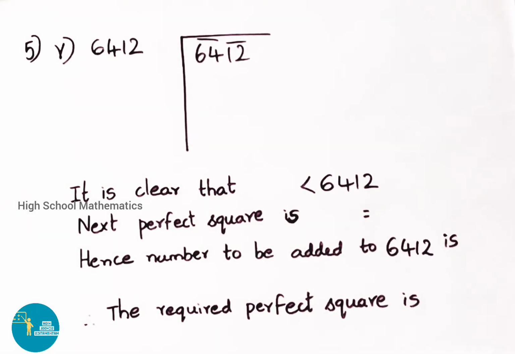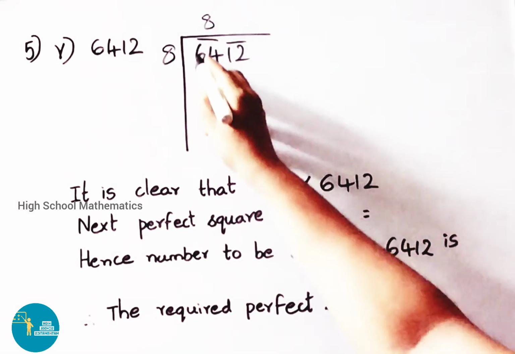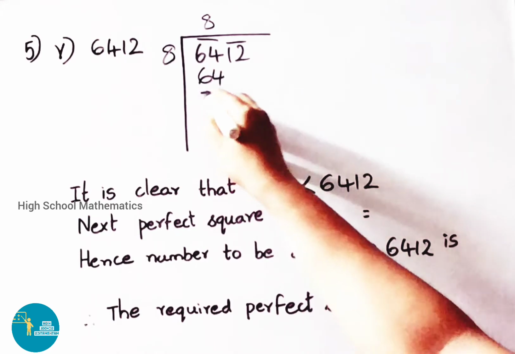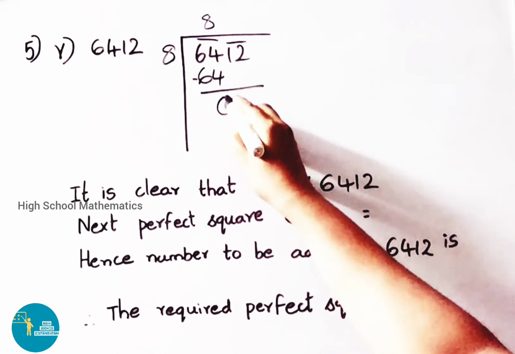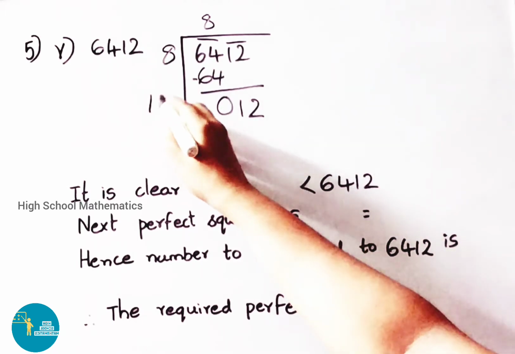See now fifth question, 6412. Let us find square root for this number. We have written the given number in pairs. Let us take here 8 square. 8 8s are 64. 64 minus 64 we get remainder 0. Write down the next two digits, that is 12. 8 double value is 16.